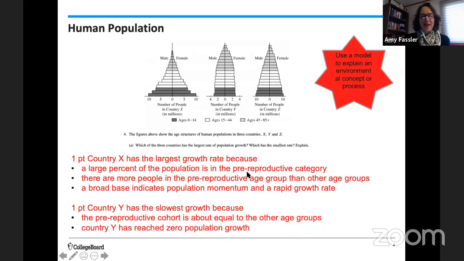The other point then was for identifying that country Y had the slowest growth rate, and the explanations were sort of the reverse of what we did with country X. Its pre-reproductive cohort is about equal in size to those others, which should be an indicator to us that growth is slowing. It's a stable population. We might have even said zero population growth.